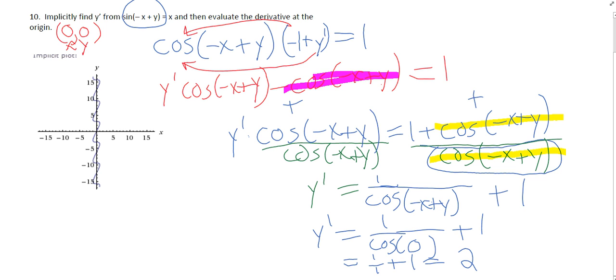So that tells me that y prime is equal to 2 when I evaluate it at the origin, 0, 0. We looked at that a little bit earlier, and we saw that indeed it is a positive slope at the origin. Hopefully this helps. It's sometimes helpful to get on the internet and find a graphing utility that'll do implicit plots so that you can verify your solution and make sure that it's feasible.